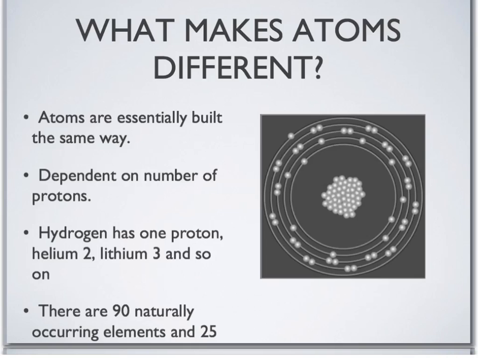Atoms are all built in the same way, but the difference in the atoms is dependent on the number of protons that are in it, and that changes what type of element it is. So hydrogen would have 1 proton in the center, helium would have 2, lithium would have 3, and so on. So the number of protons changes what the element is.